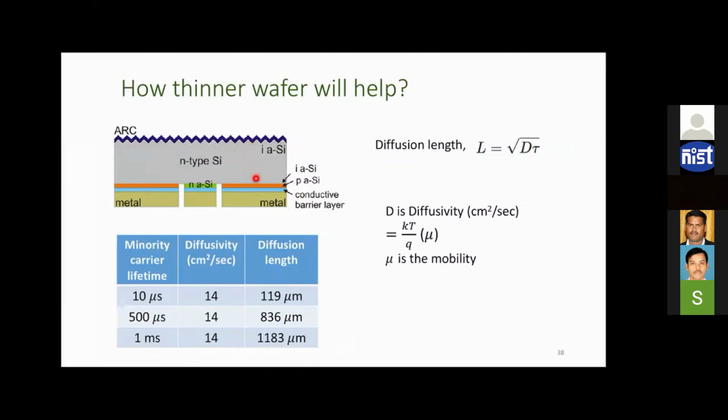Now see what happens if your wafer thickness is 180 micron only, or if you are using a 180 micron crystalline silicon absorber and your wafer quality is good. The photogenerated electrons and holes are going to stay inside this absorber layer. Because their diffusion length is high now, they will keep on diffusing, and once they reach their respective contacts, they will get collected. So this is how a choice of a thinner wafer helps in this kind of back contacted silicon solar cell.